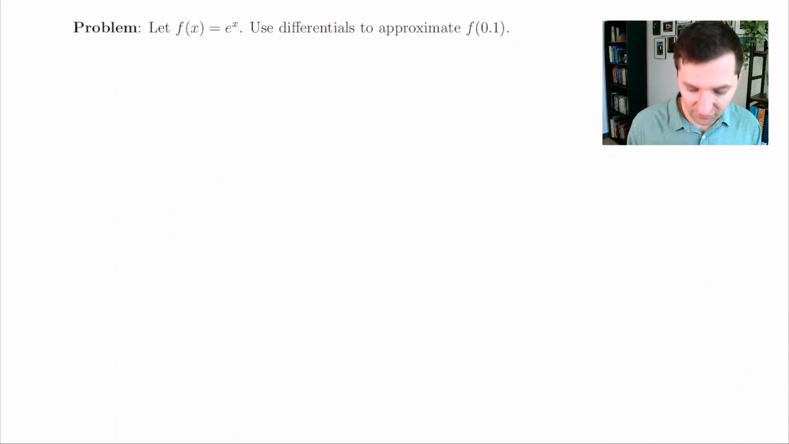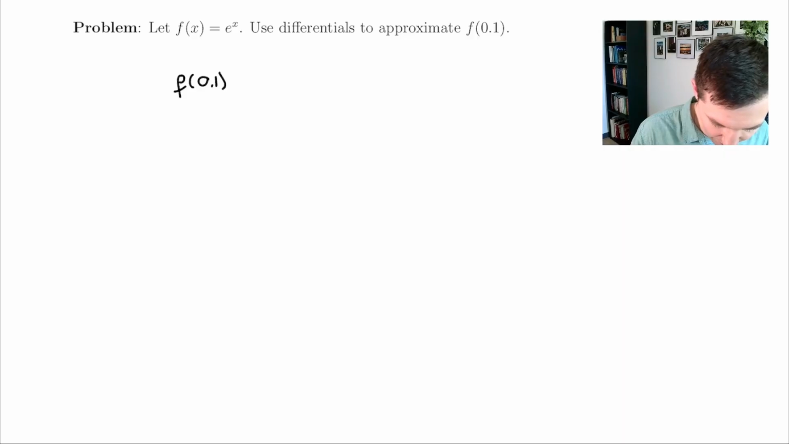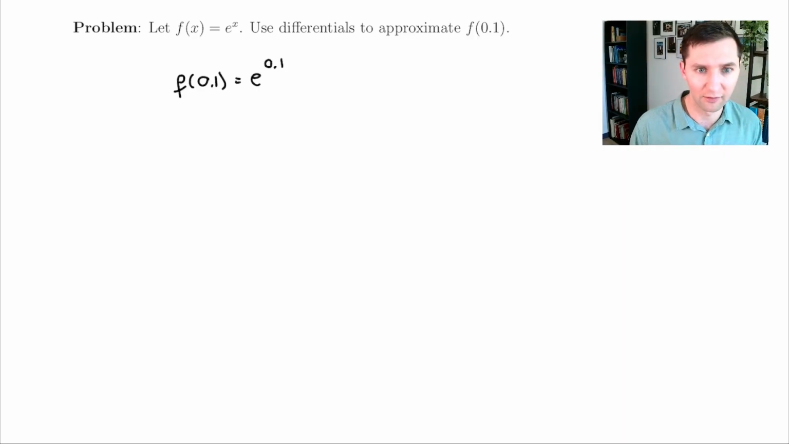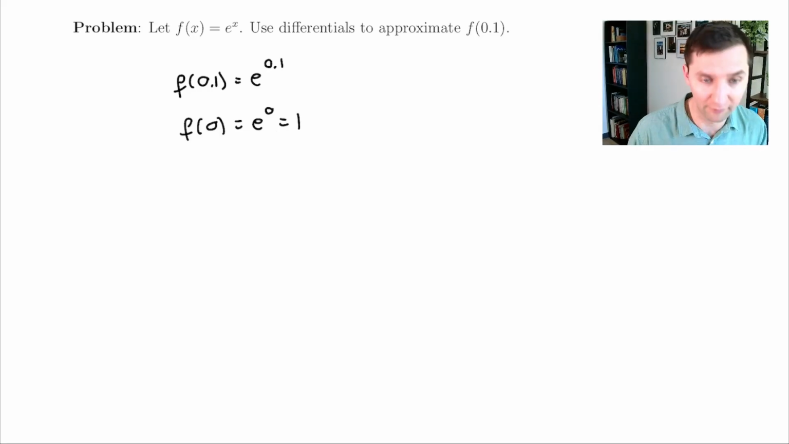We must use differentials to approximate f of 0.1, where f is the function e to the power of x. Said differently, we need to approximate e to the power 0.1. Note that we know the value of this function at 0. The value of this function at 0 is e to the power of 0, which is 1. We know the value of the function at 0. We want to know the value of the function at 0.1. That is a small change in the input from 0 to 0.1. And I know that if the change in the input is small, I can approximate the change in the output by using differentials. Let me then compute a differential.